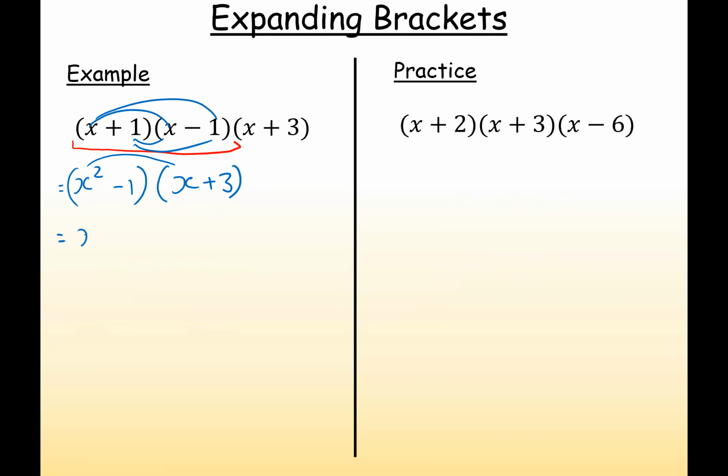x squared times x is x cubed. x squared times 3 is 3x squared. -1 times x is negative x. -1 times 3 is negative 3. Notice here in this case, we can't simplify anything because we haven't got any like terms. We've got a term in x cubed, term in x squared, term in x, and a constant. No common terms in this case. Right, how did we go at the practice one? Again, press play when you're ready to go for it.